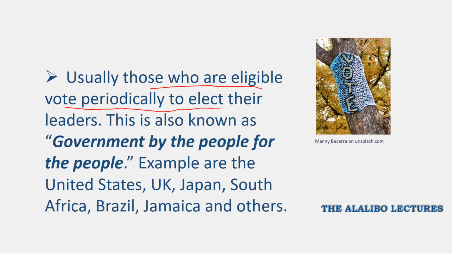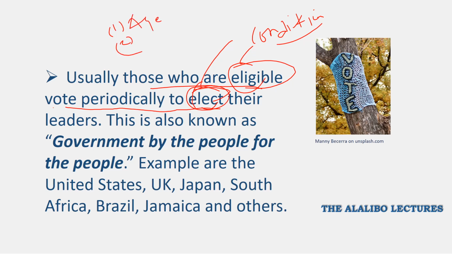So it says here, usually those who are eligible to vote periodically vote to elect their leaders. Now, it's important for us to highlight this word, elect, and this word eligible, right? Now, why is that important? Because you have to be eligible. That means there are conditions in democracy. There are conditions for you to vote. And depending on the country, the condition could be age. We are talking about citizens within that space. So age could be one.